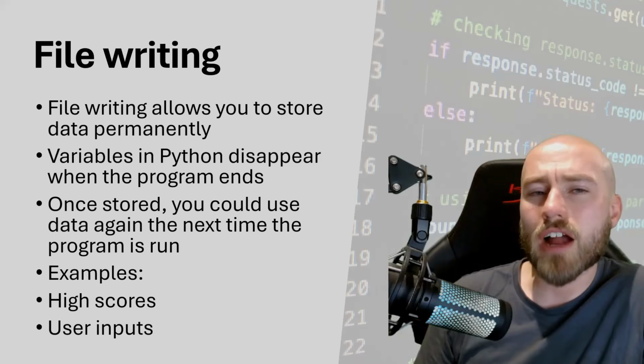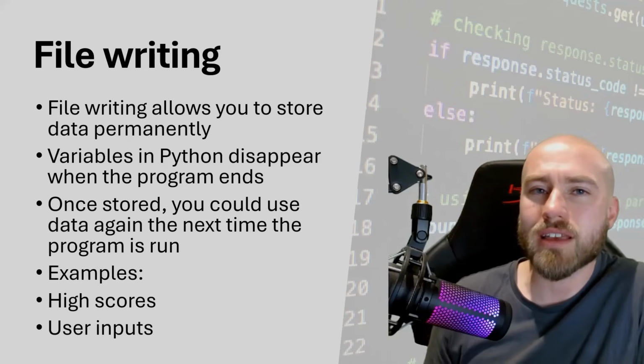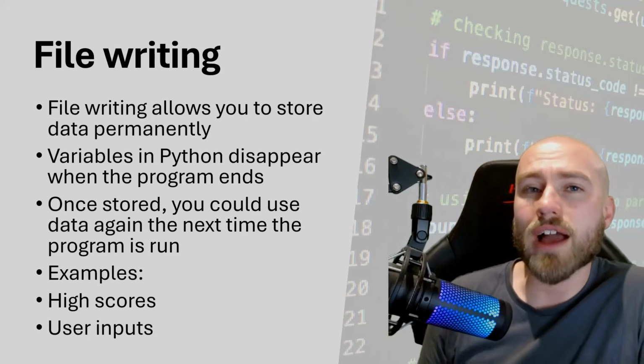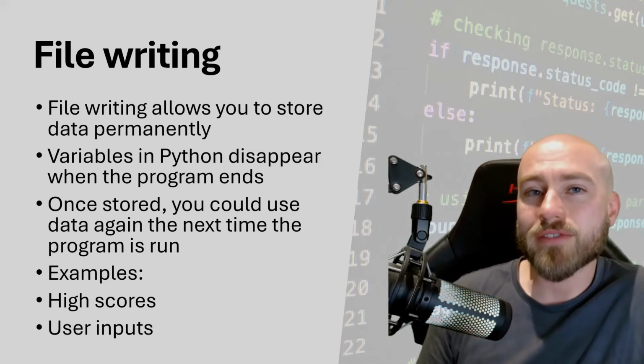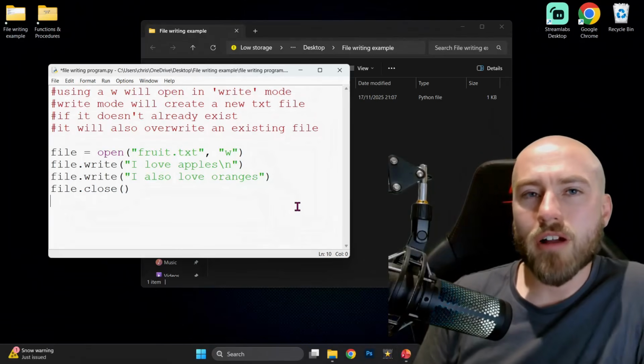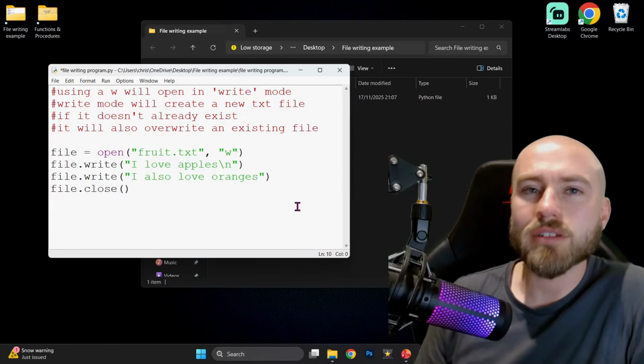Another reason we might use file writing is if a user has inputted something, maybe it's like an entry form to enter their name or something like that, you can store that kind of information in a file as well, so you can read that in when you run the program again in future. So here we have our little program which is going to do some file writing. I'm going to talk you through line by line so you know exactly what's going on here.